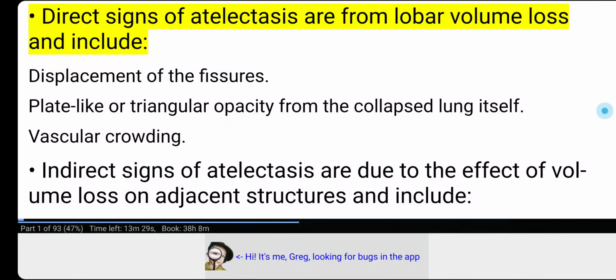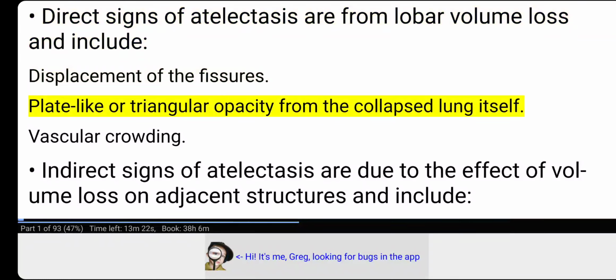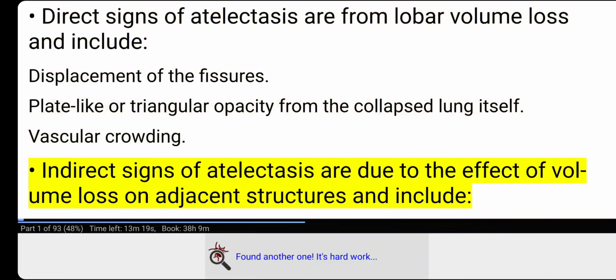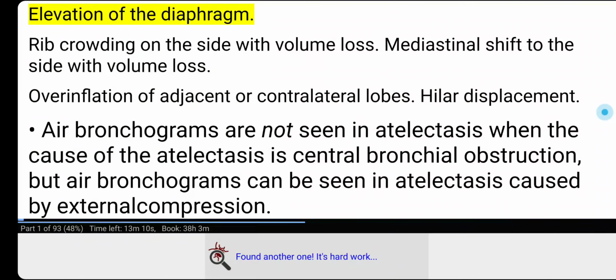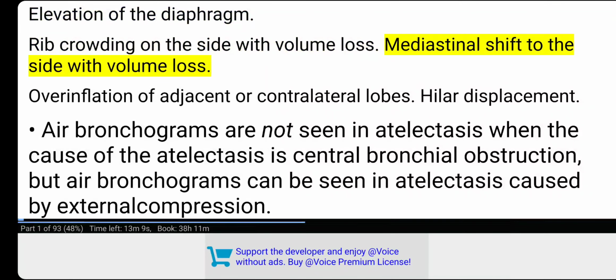Direct signs of atelectasis are from lobar volume loss and include displacement of the fissures, plate-like or triangular opacity from the collapsed lung itself, and vascular crowding. Indirect signs of atelectasis are due to the effect of volume loss on adjacent structures and include elevation of the diaphragm, rib crowding on the side with volume loss, mediastinal shift to the side with volume loss, overinflation of adjacent or contralateral lobes, and hilar displacement.